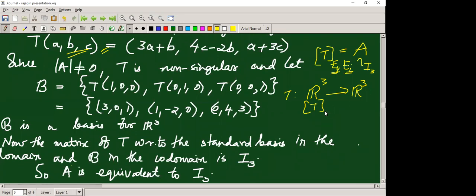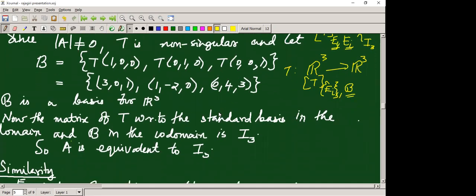So for that, you take the matrix of T with respect to the standard basis in the domain, and in the codomain you take B, our new basis. So now the matrix of T with respect to the standard basis in the domain and B in the codomain is I3. Why is the matrix of T equal to I3? Because T of (1, 0, 0) is defined to be (3, 0, 1).